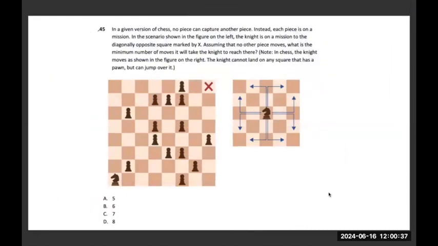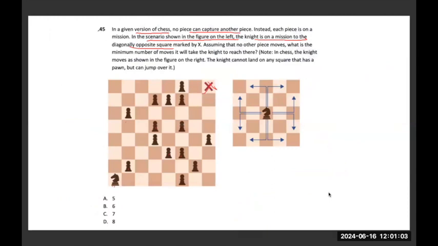Here, you're given a version of chess. No piece can capture another piece. We are not interested in capturing the pawns that are given here at different locations. In the scenario shown in the figure on the left, the knight is on a mission to reach the diagonally opposite square, which is marked X. We have to make the knight reach here, is what our mission is.